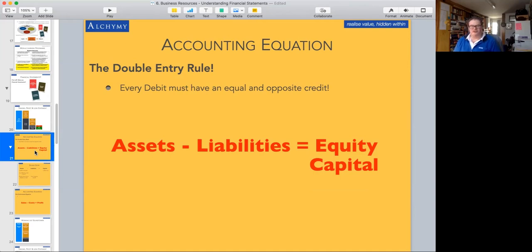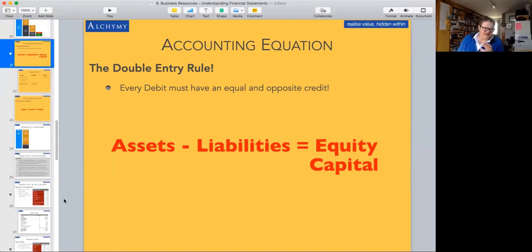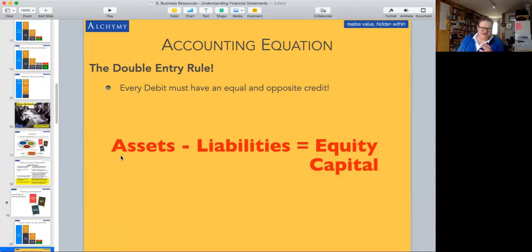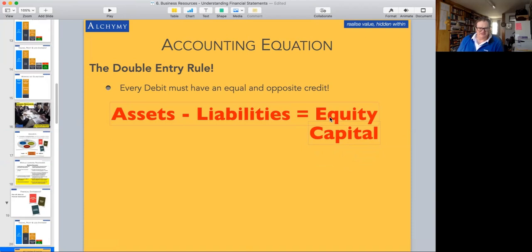If that rule holds true, because we do our accounting properly, every time we get a sale, we add it to sales, and if it's a cash sale, we add it to the bank. If it's a credit sale, we add it to sales, and we increase our debtors. Okay, every debit must have an equal and opposite credit. So probably the best way to illustrate this sometimes is to do T accounts.